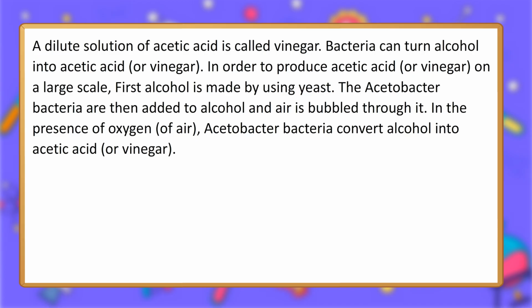In order to produce acetic acid, or vinegar, on a large scale, first alcohol is made by using yeast. The acetobacter bacteria are then added to alcohol and air is bubbled through it. In the presence of oxygen, of air, acetobacter bacteria convert alcohol into acetic acid, or vinegar.